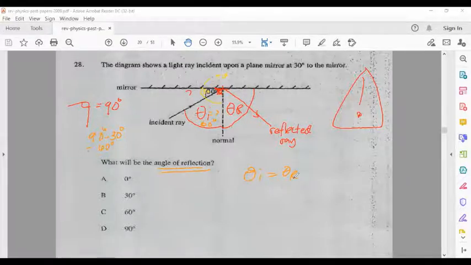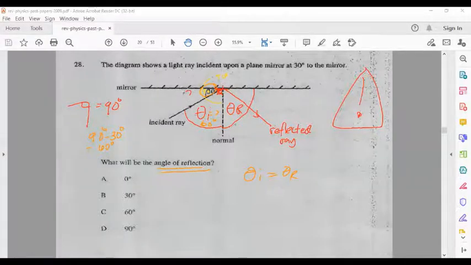Number one, we have to recognize that this angle was not the angle of incidence. That's just the angle between the mirror and the ray. We needed to remember that the angle of incidence is measured between the normal and the ray. Similarly, the angle of reflection is measured between the normal and that reflected ray. We also needed to remember that the mirror and the normal make a 90-degree angle.